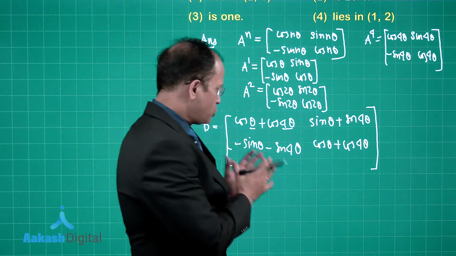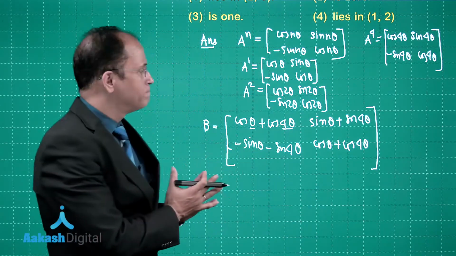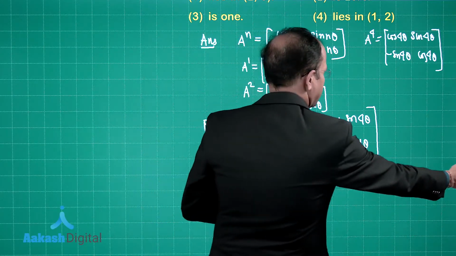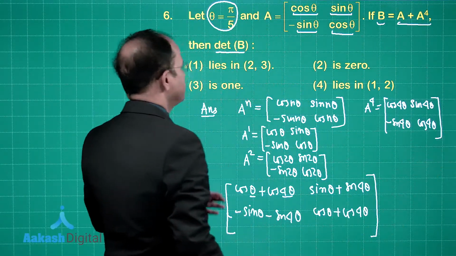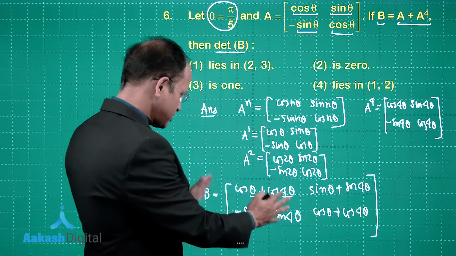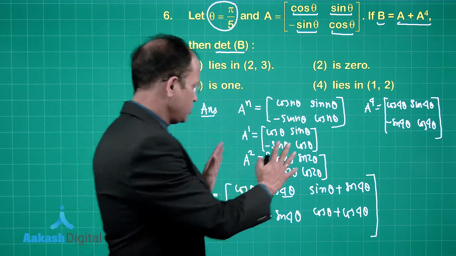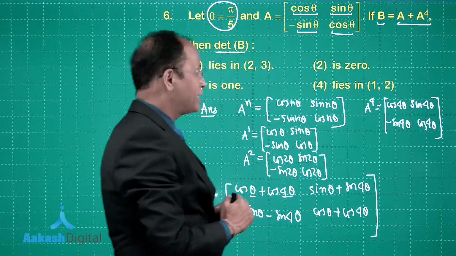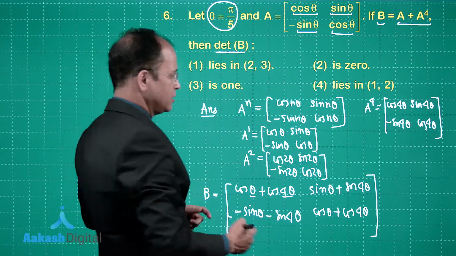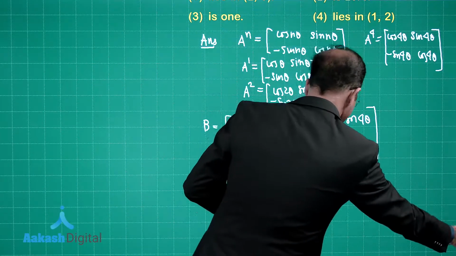Now friends, what we can do, we got B here. So once we get B here, that means B has been given as a matrix which is the sum of these two matrices, A to the power 4 and A, but theta is given as pi by 5. So basically a bit of calculation is needed here.